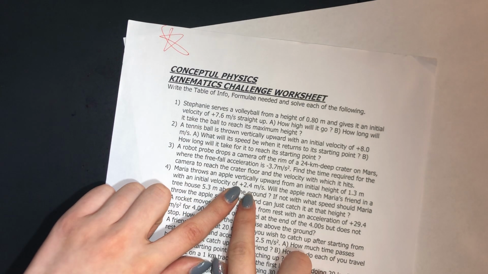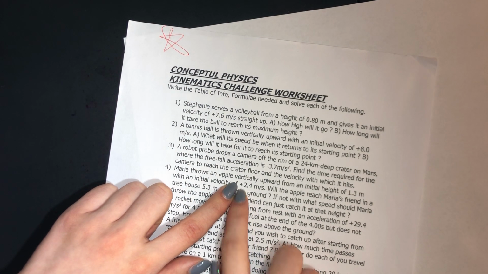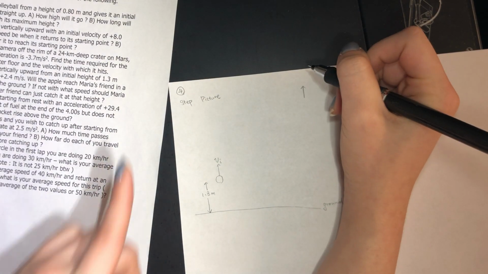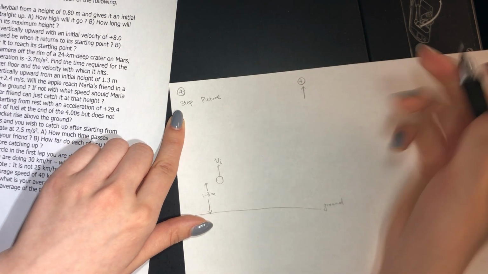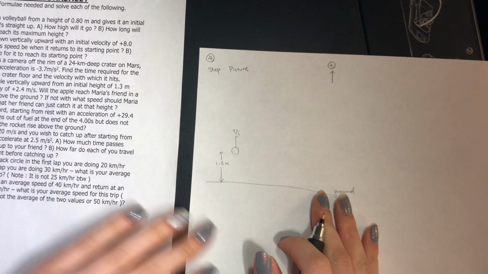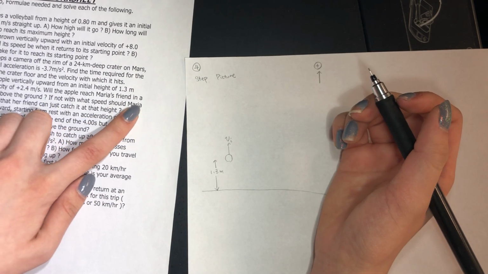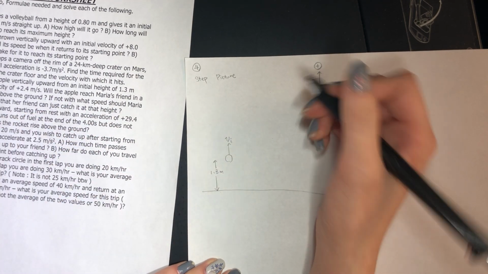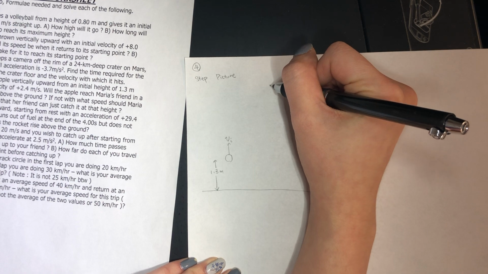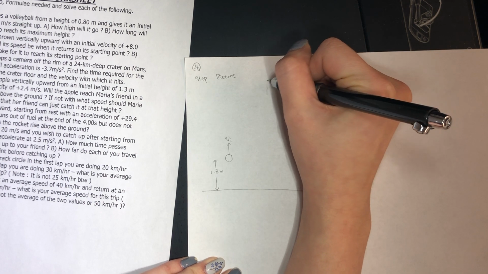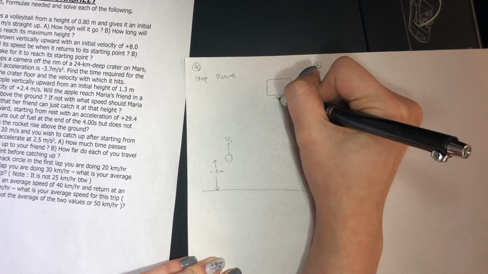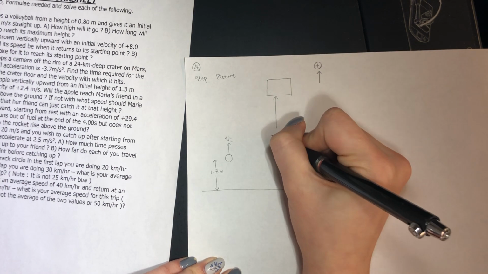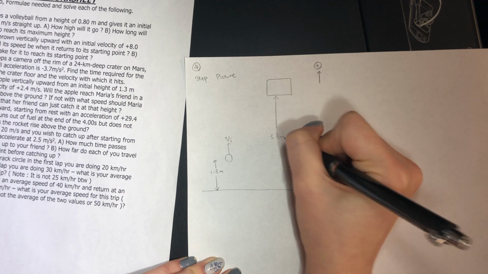Again, similar with the last problem, it's saying positive. That's just telling us the direction. It's going upward and it's positive, so that means up is positive. And will the apple reach Maria's friend in a treehouse 5.3 meters above the ground? Okay, I cannot draw a treehouse. I'm going to draw a box. We know the height of this treehouse is 5.3 meters.